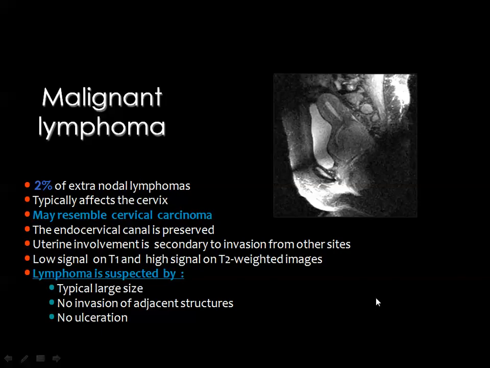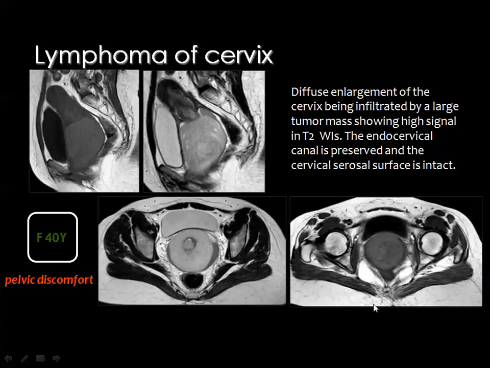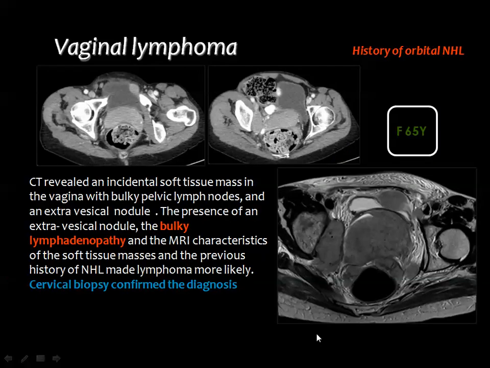Then lymphoma may be mistaken for cervical cancer, which is of course much more common than lymphoma. But if you use the suggested criteria of a bulky mass infiltrating the cervix, homogeneously enhanced with no tendency to invade the bladder or the rectum, for example, then you may think of lymphoma of the cervix.